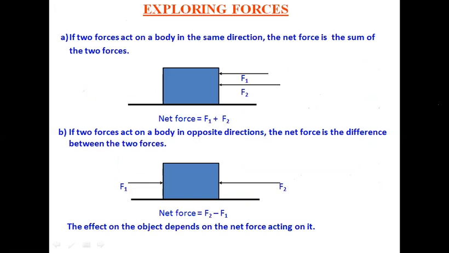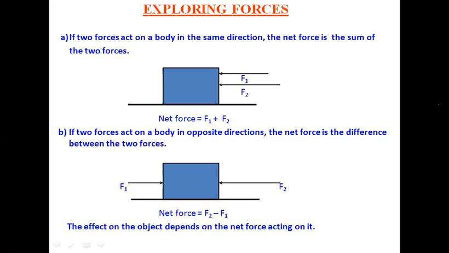So let's move on to the characteristics. First characteristic of force is when two forces act in the same direction, the net resultant force on an object is the sum of these forces. As you can see in the image, F1 and F2 are the two forces that are acting in the same direction on an object. So in this case, net force, that is the sum of all the forces, will be equal to F1 plus F2.